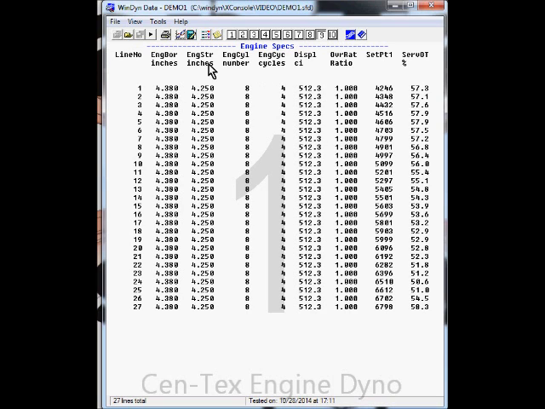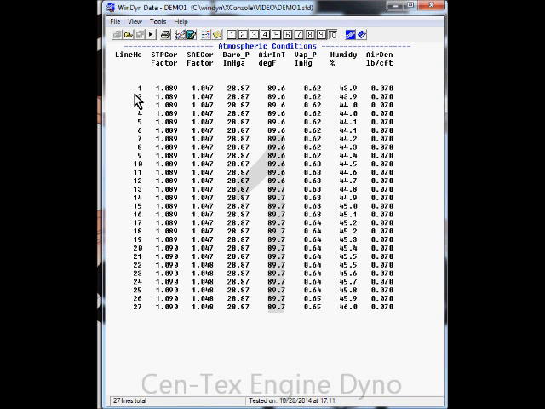The engine specs, this is put in before the start of the run. Bore, stroke, number of cylinders, and some other things, the servo output percentage, set point, not really much of a concern. It just gives you when it took the data point. You know, it may say 6,000, but it was actually taken at 5,999 RPM.